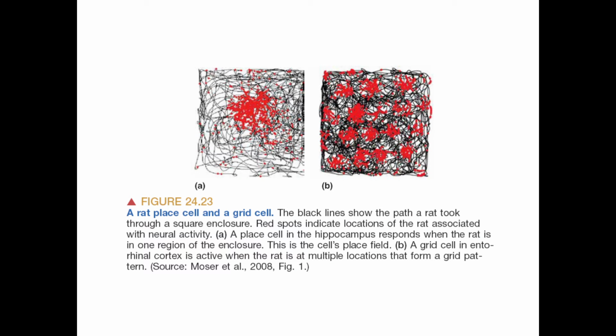And this again shows place cells, and you have two different patterns. One pattern in figure A, the cell responds when the rat is in one region of the enclosure, and B is a grid cell in the entorhinal cortex, very close to the hippocampus, and it is active when the rat is at multiple locations in the form of a grid pattern. Also, the red colors mean action potentials, so the cell is firing in those specific places of the maze.